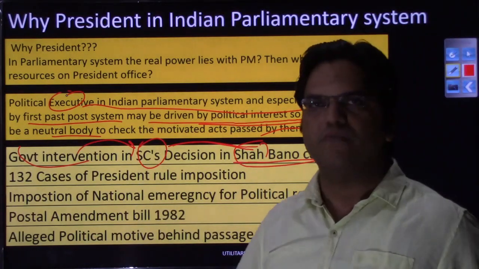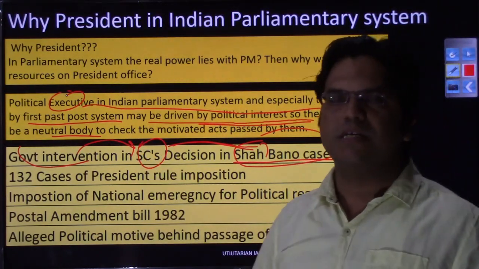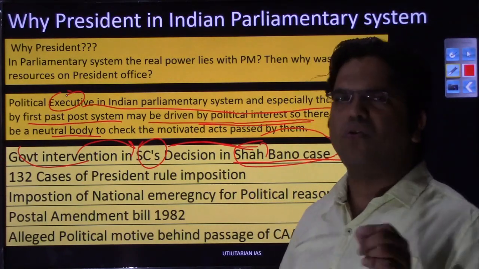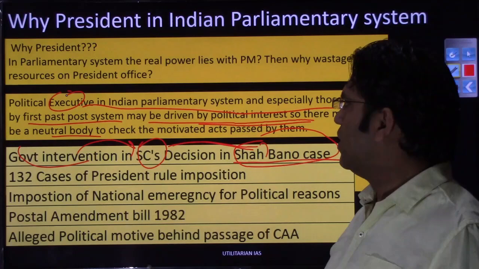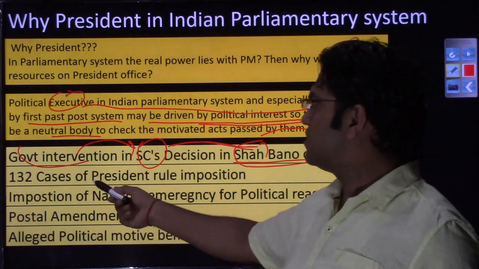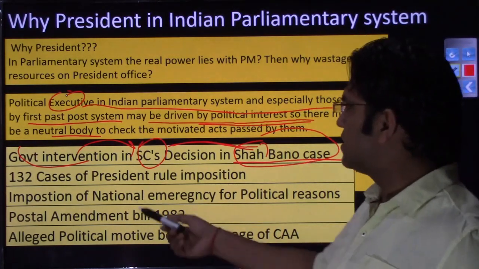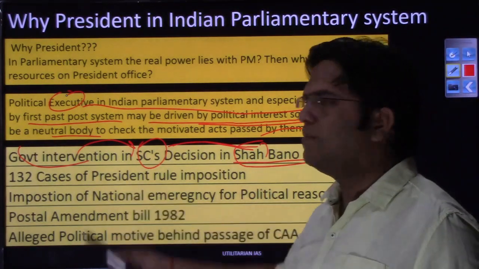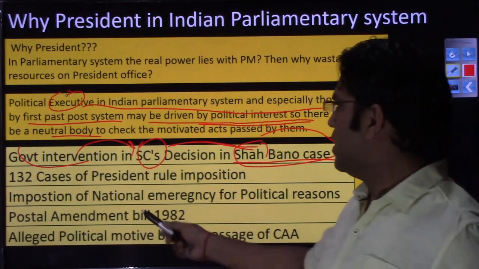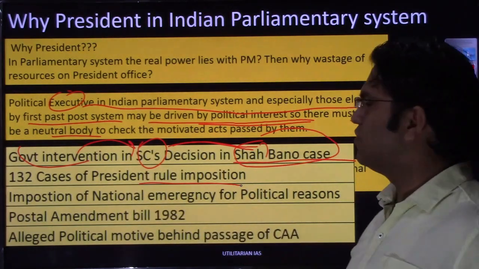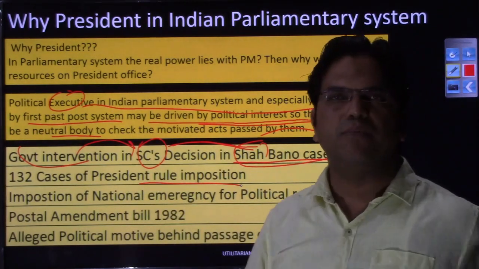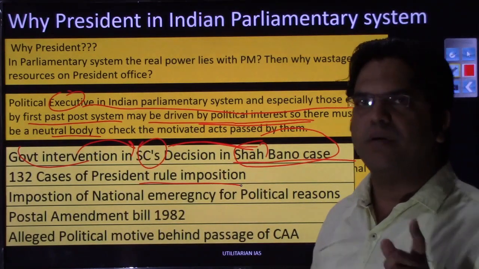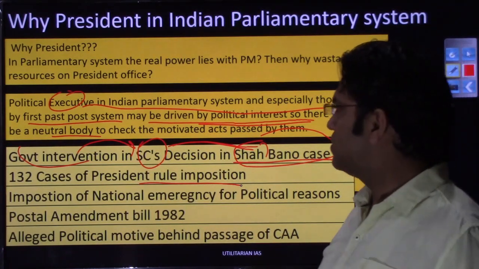Of course, in a democracy, when we are choosing this political executive, we cannot use this sweeping statement that they cannot be trusted. All the time they may be driven by political interest, right? If you see in the emergency chapter, we had discussed how various governments at the center level have imposed presidential emergency 132 times. Although the president imposes these emergencies, the decision is given by the council, or the suggestion is given by the council of ministers.